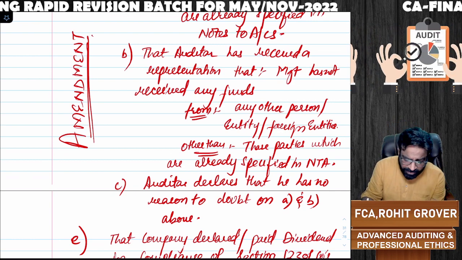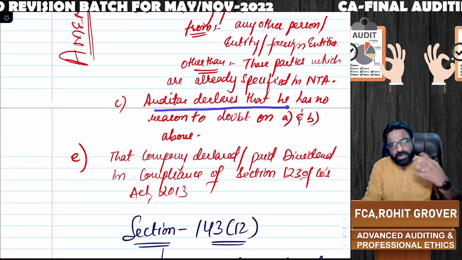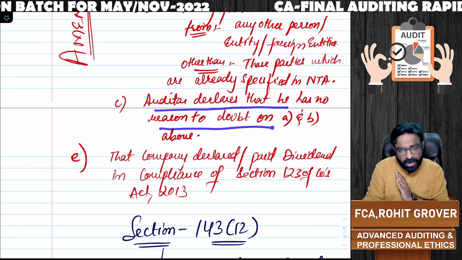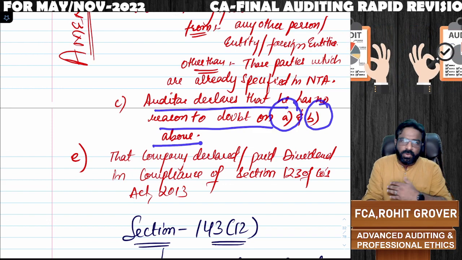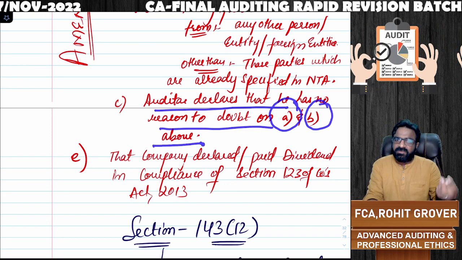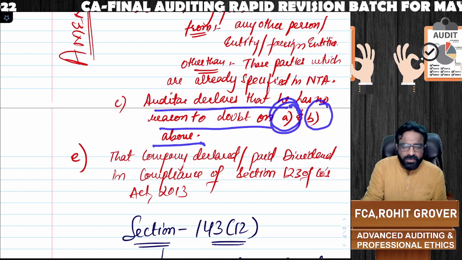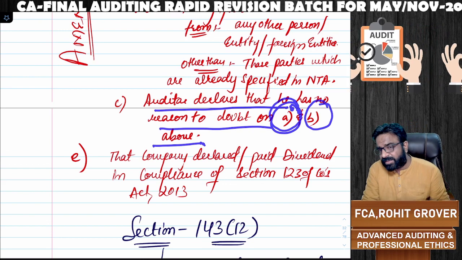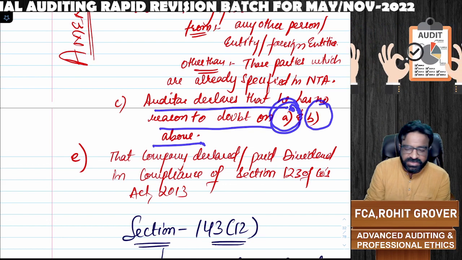Then sir, what is the point number C? In point number C, the auditor is declaring that I already got the WRL on both the points, so therefore I have no reason to doubt on A and B above. Look, I needed an evidence, they gave me the evidence. Therefore, right now I don't have a doubt whether they have received any money or not, or they have given any money or not. So clause number A was talking about giving any loans, investments, and advances, and clause number B, getting any loans and advances.